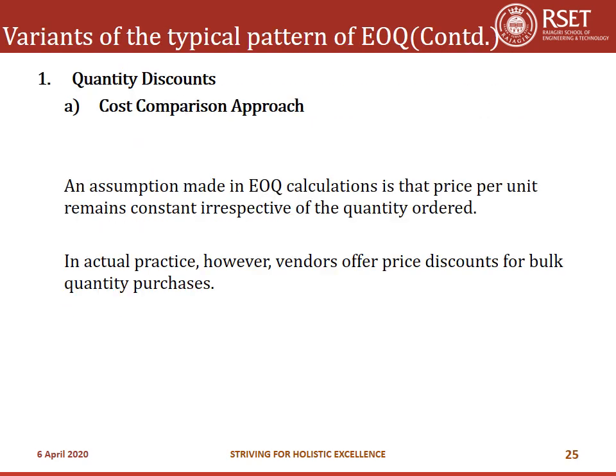In quantity discounts, we are first going to check the cost comparison approach. So we have made an assumption in EOQ calculations that price per unit remains constant irrespective of the quantity that has been ordered. Now, you know that that is not true. You know that whenever you go to a wholesale shop to procure your materials, greater the materials that you procure, lesser the amount they will collect from you. They will give you a discount.